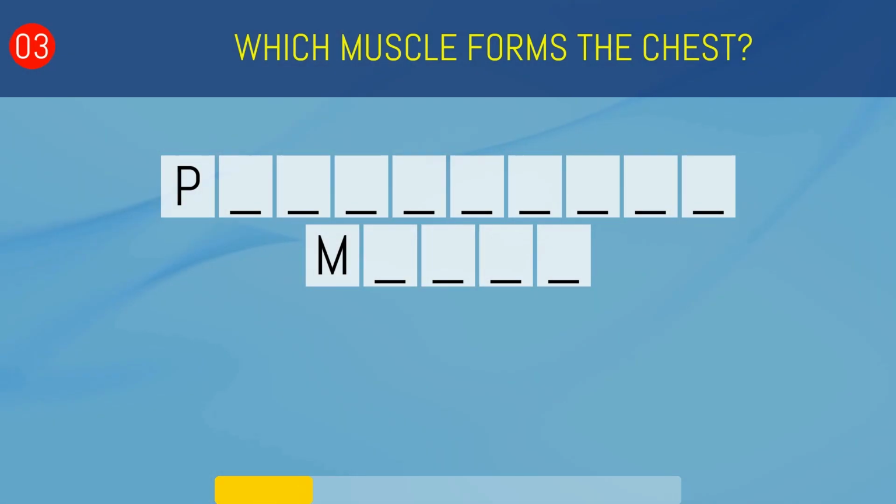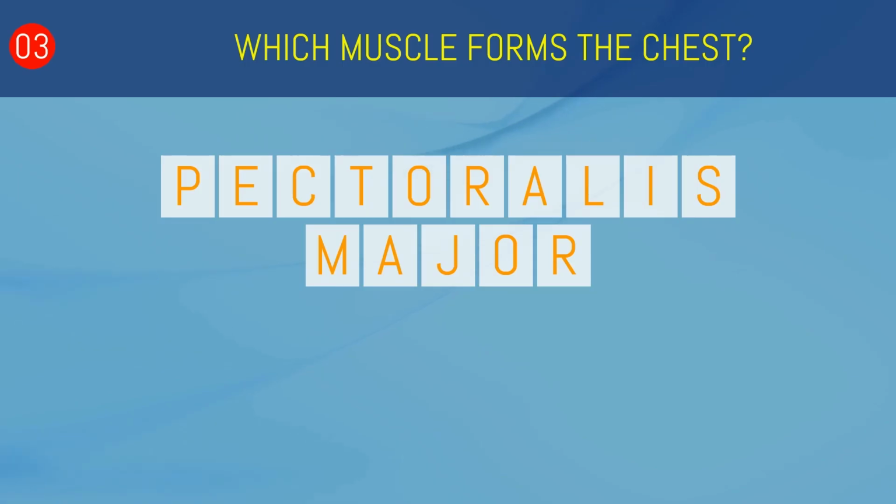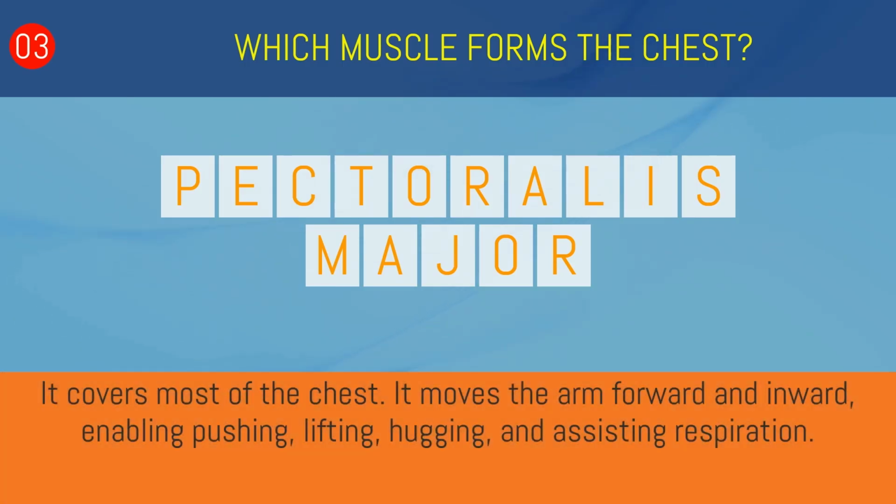Which muscle forms the chest? Pectoralis major. It covers most of the chest. It moves the arm forward and inward, enabling pushing, lifting, hugging, and assisting respiration.